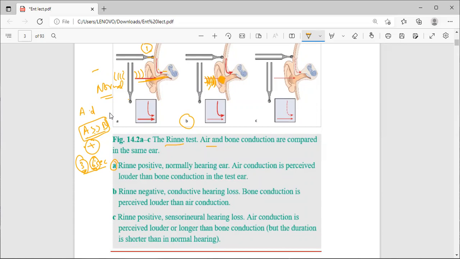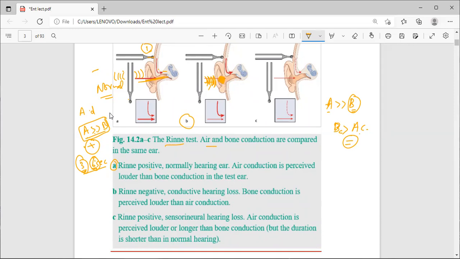So this patient, I told you the air conduction was double the duration of bone conduction, but here you will not be able to hear well through the air conduction. Rather, you will hear better with the bone conduction. Here bone conduction will be greater than air conduction, so BC is greater than AC. This we call Rinne negative. Why? Because you are having a conductive hearing loss. How? Because your bone conduction is far greater than air conduction, which is abnormal.